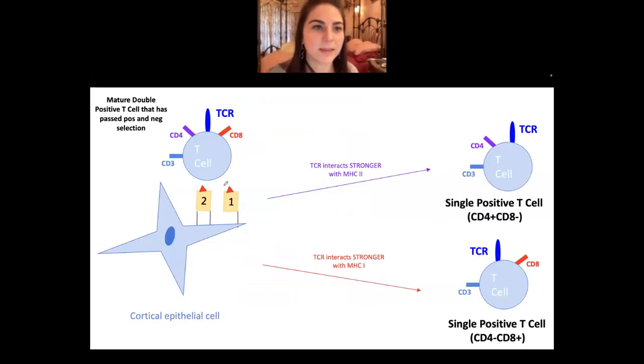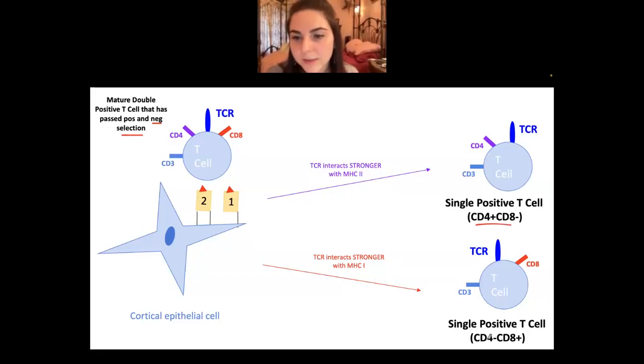Okay, so let's say this is a mature double positive T cell that passed both positive and negative selection. And now we need it to turn into a single positive T cell. During negative selection, it still passed, but which one is it reacting to better? The T cell receptor, which one is it interacting with better? If it's MHC class 2, it's going to turn into a CD4 positive T cell, MHC class 1, CD8.